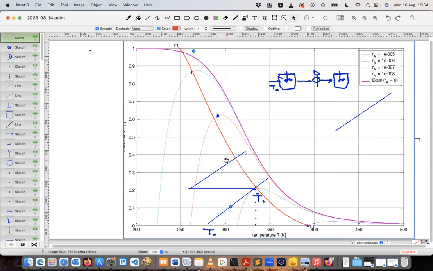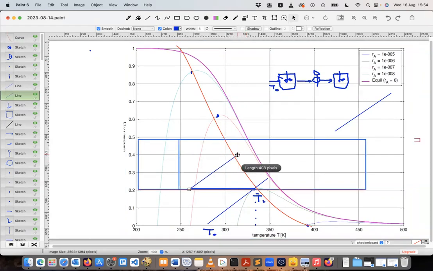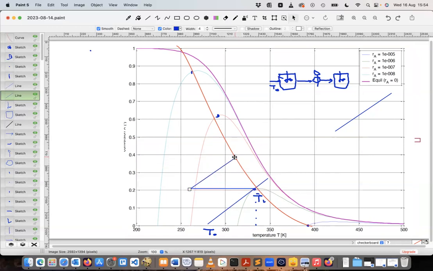And so we now have a stopping point. We can say we want to stop here next. So the desirable point for us is on this line. So we would stop here. So that would be how big the next reactor should be.